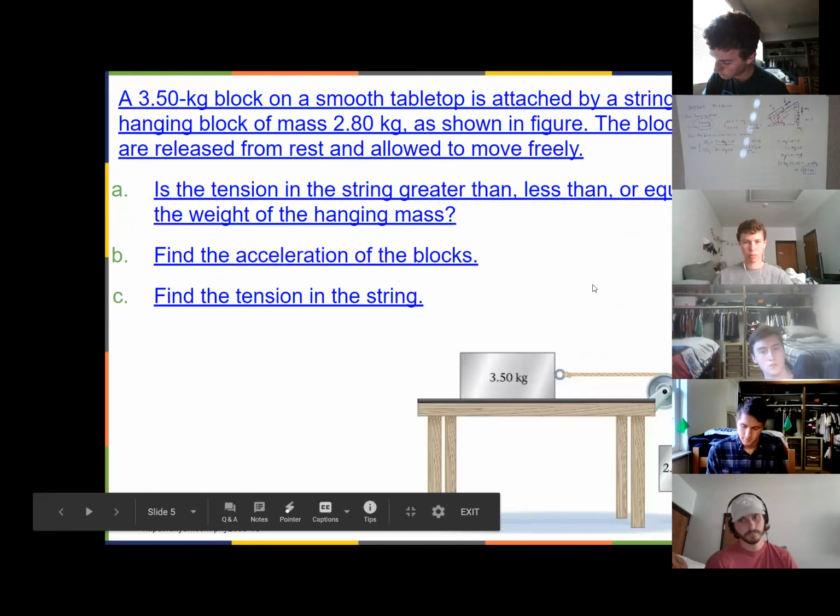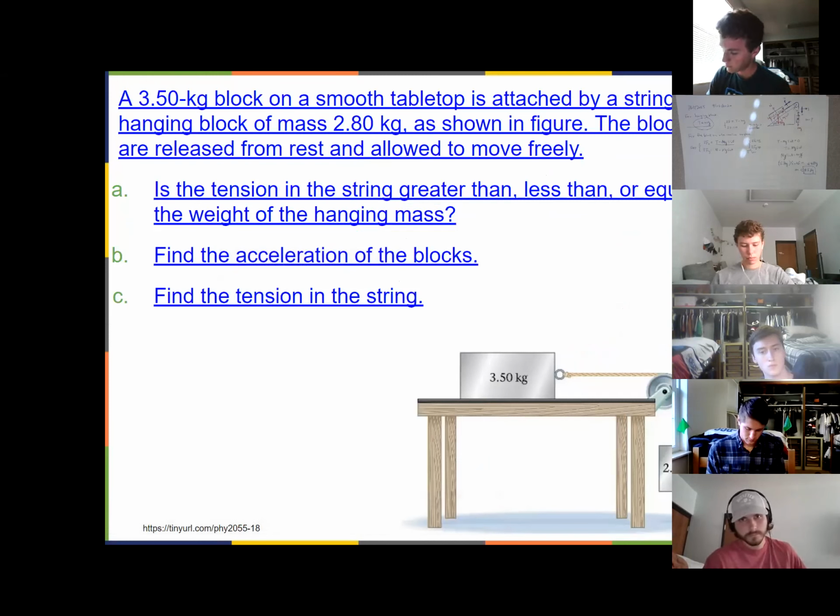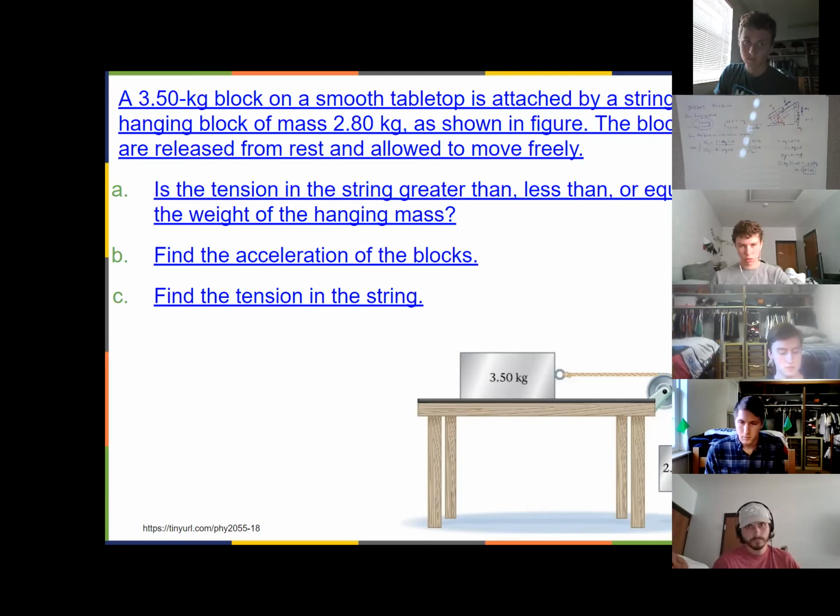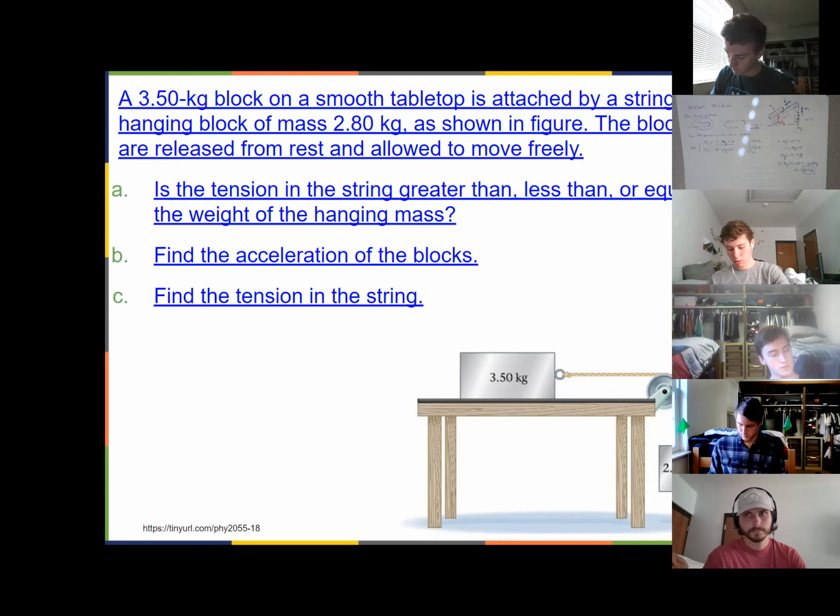Again, this is a connected body here. Two blocks are connected together through a rope. It says the 3.5 kilogram block is on the smooth tabletop. Again, when you see smooth, that means there's no friction. It's attached by a string to a hanging block of 2.80 kilograms, shown in the figure. The blocks are released from rest and allowed to move freely. A: Is the tension in the string greater than, less than, or equal to the weight of the hanging mass? B: Find the acceleration of the blocks. And C: Find the tension in the string.